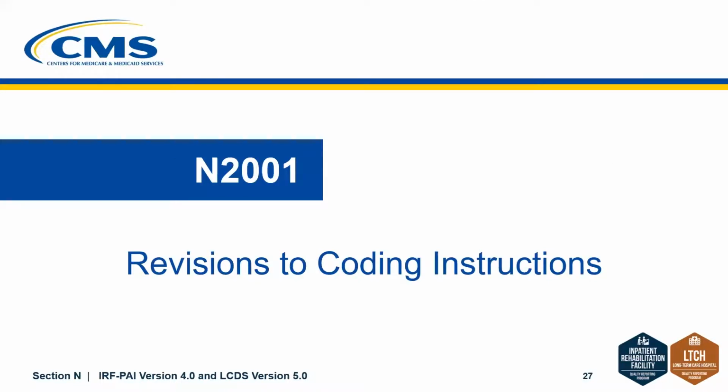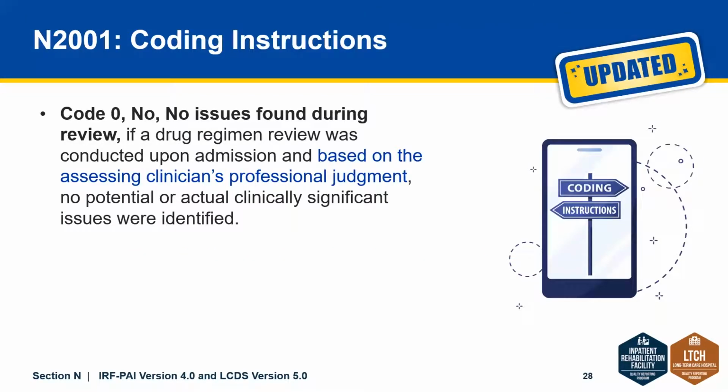There have been some minor revisions to the coding instructions. The instructions for Code 0 reinforce the need for the clinician to use professional judgment to identify a potential or actual clinically significant medication issue. The changes are highlighted here in blue text.